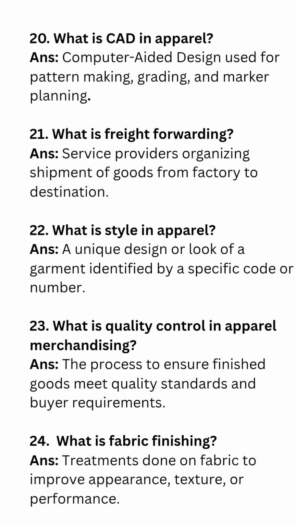22. What is style in apparel? Ans. A unique design or look of a garment identified by a specific code or number. 23. What is quality control in apparel merchandising? Ans. The process to ensure finished goods meet quality standards and buyer requirements.